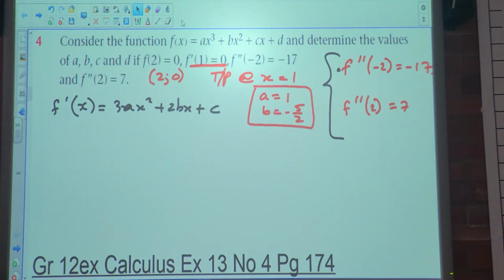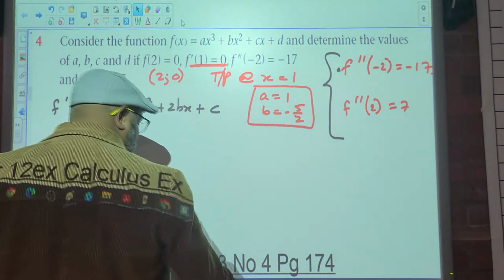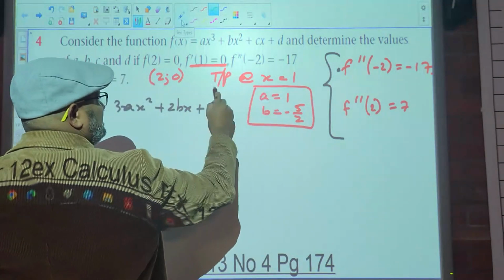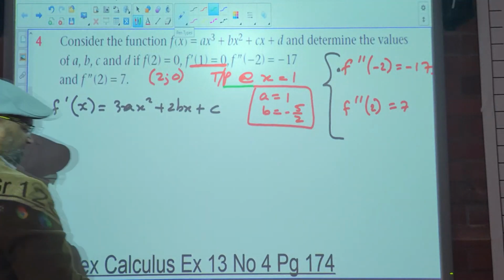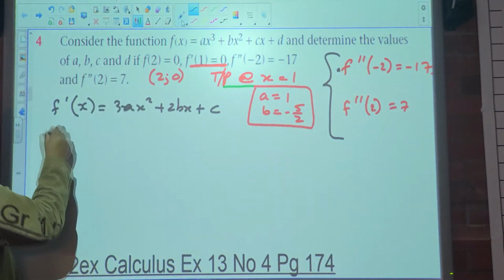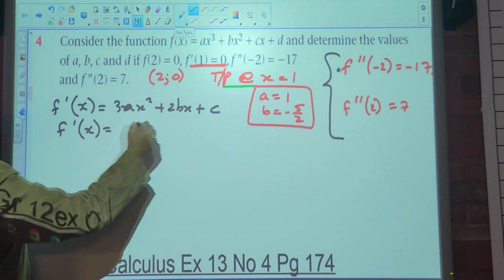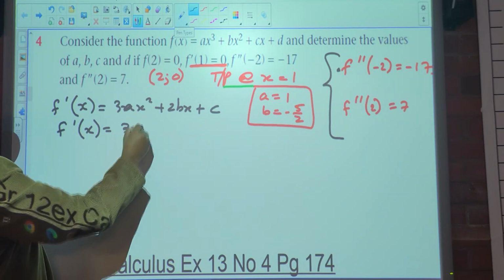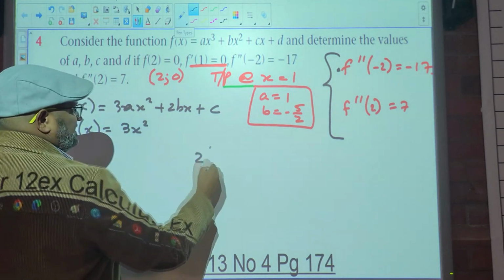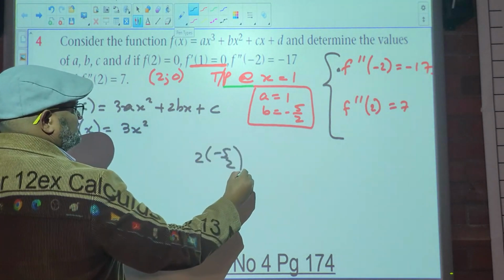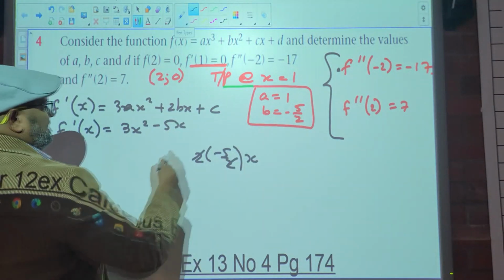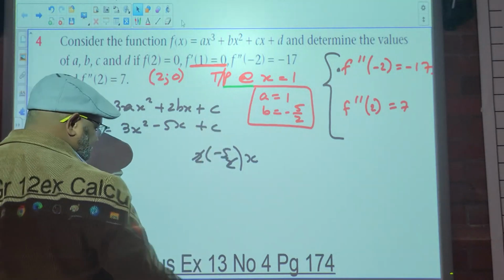So the next question, the next bit of information, we know that the graph has a turning point at x equal to 1. So my equation now should read f prime x equals, if a is 1, 3 times 1 is 3. So it's 3x squared. If b is negative 5 over 2, that's going to give you negative 5x. You all agree with that? And plus c. C is unknown at this stage.